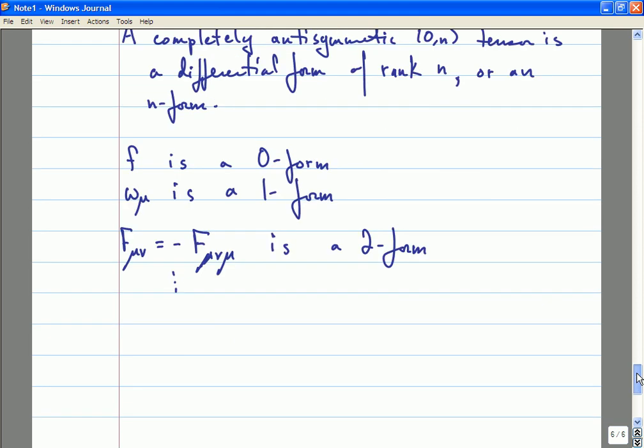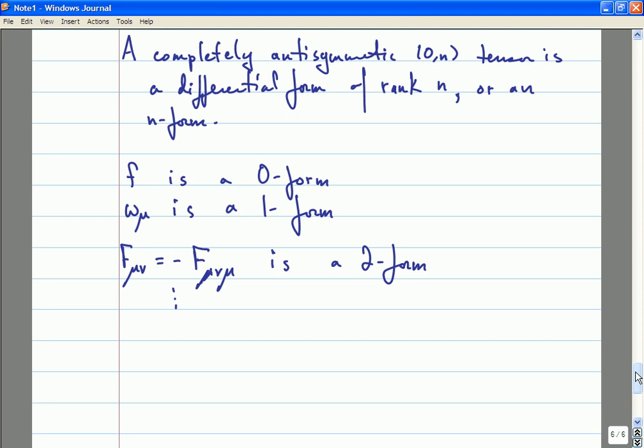So, how many degrees of freedom are contained in an n-form? Namely, how many functions of the coordinates do we need to specify in order to uniquely specify a differential form of rank n? Well, let's imagine that we have a d-dimensional manifold. Then an n-form is a collection of a bunch of functions which are labeled by a completely antisymmetric set of indices. And so how many such indices do we need to specify in order to uniquely specify that function?